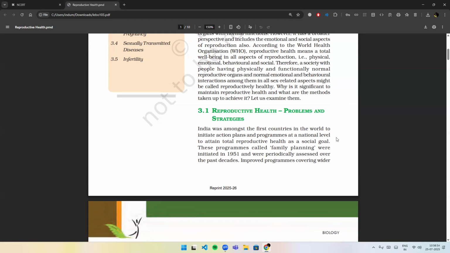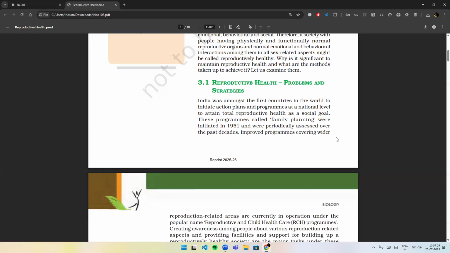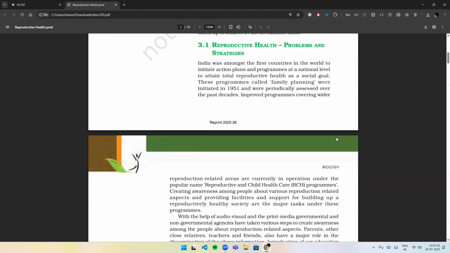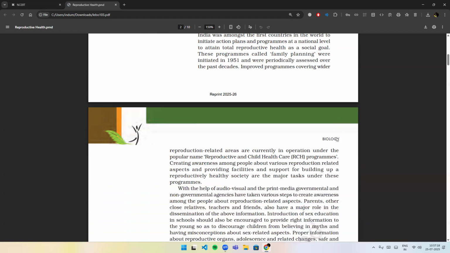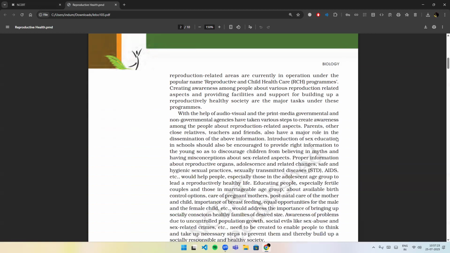3.1 Reproductive Health Problems and Strategies. India was among the first countries in the world to initiate action plans and programs at a national level to attain total reproductive health as a social goal. These programs, called family planning, were initiated in 1951 and were periodically assessed over the past decades. Improved programs covering wider reproduction related areas are currently in operation under the popular name Reproductive and Child Healthcare Programs.